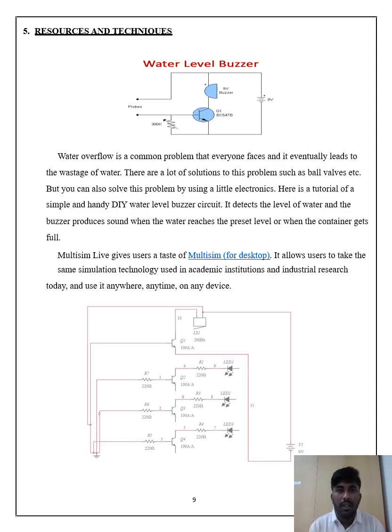Resources and technologies. Water overflow is a common problem everyone faces, and it eventually leads to the wastage of water. There are a lot of solutions to this problem, such as ball valves, etc., but you can also solve this problem using light electronics. Here is a tutorial of a simple handy DIY water level buzzer circuit. It detects the level of the water, and the buzzer produces a sound when the water reaches the preset level and the container gets full.